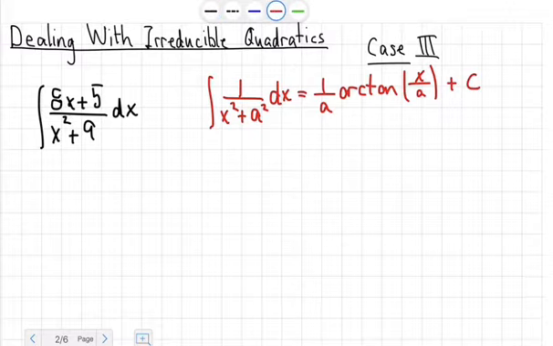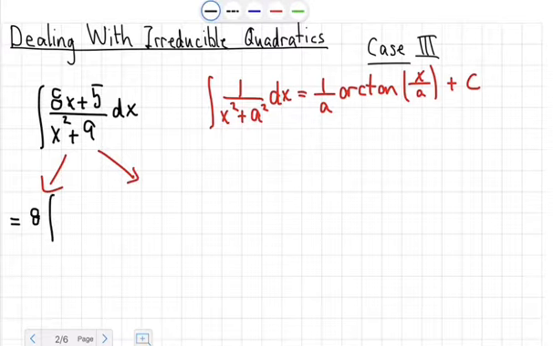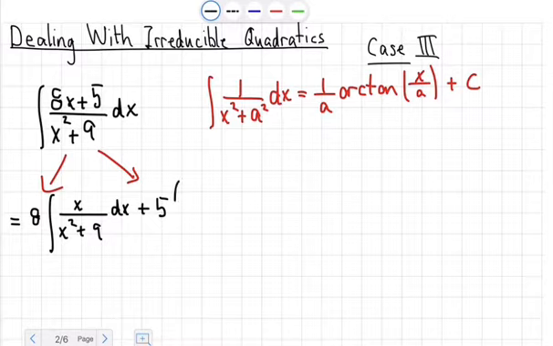And now, coming back to this original integral, I know that I can split this up into two. In the first integral, I can take the constant 8 outside, leaving me with x divided by x squared plus 9. And in the second integral, I can take the 5 out, and that's going to leave me with just 1 over x squared plus 9. And this is very much why we wanted to split it up.